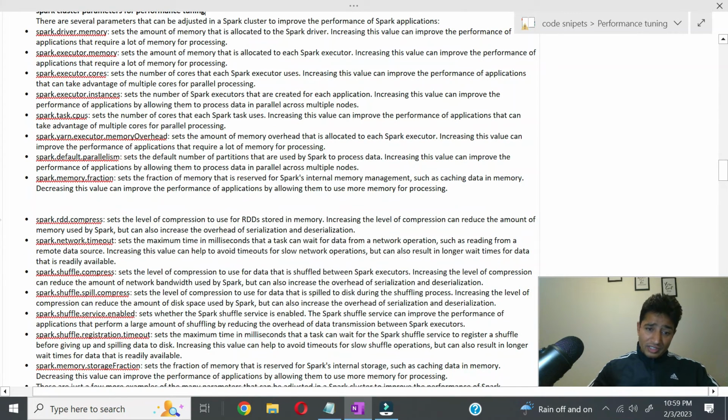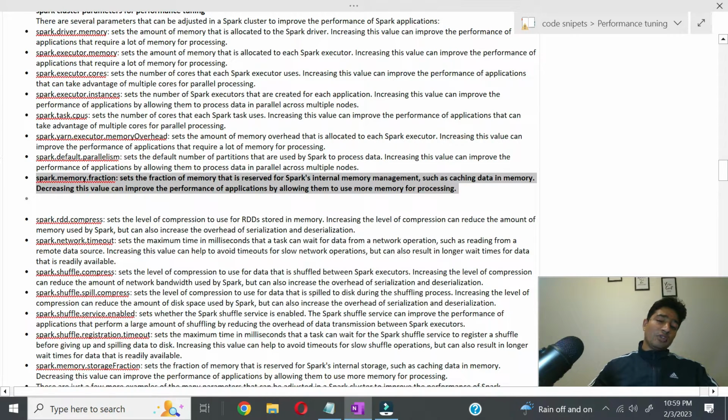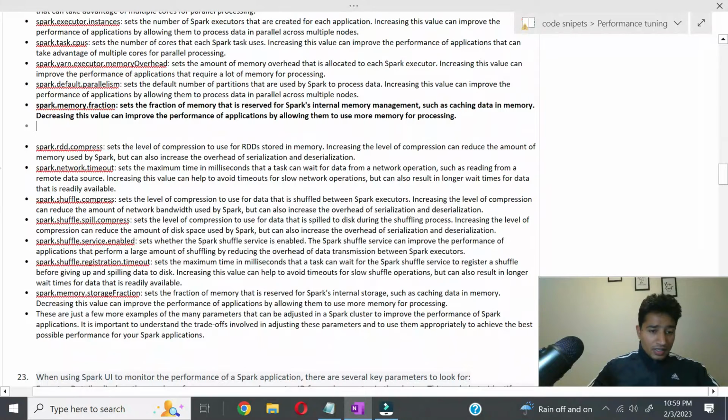Spark memory fraction sets the fraction of memory that is reserved for Spark internal memory management, such as caching data and memory. Decreasing this value can improve the performance of applications by allowing them to use more memory for processing, but this is not always true. You need to be very careful when you set this parameter. There are others as well.